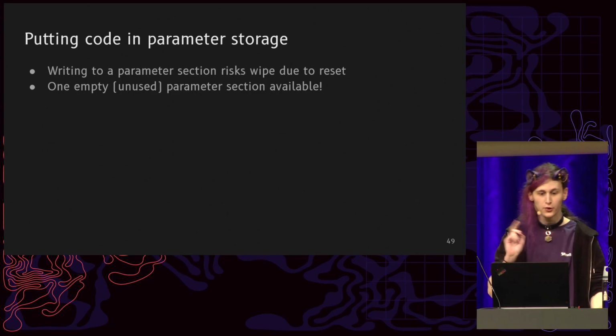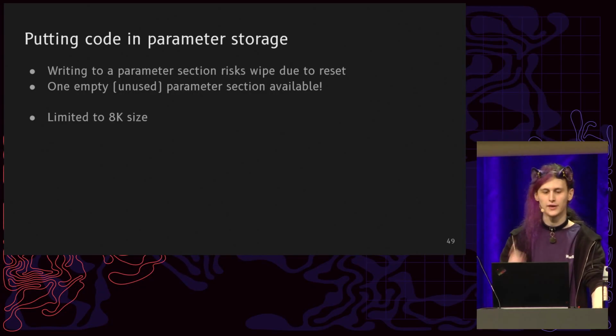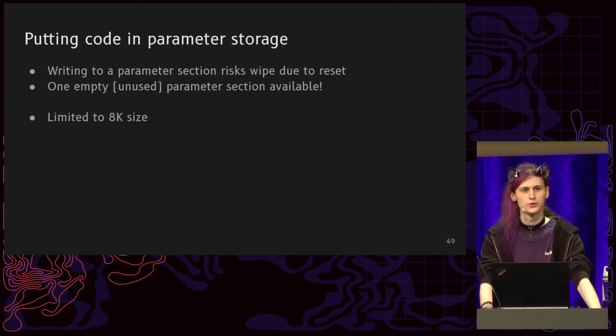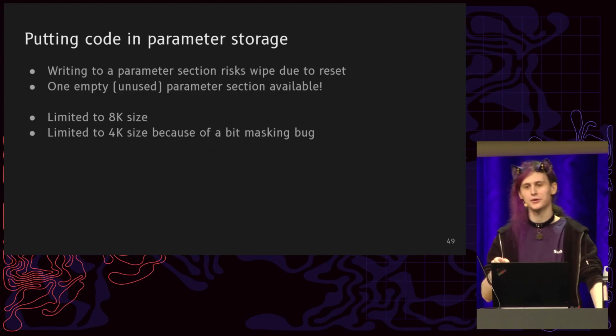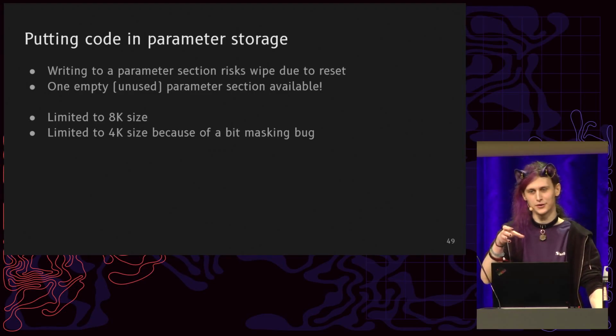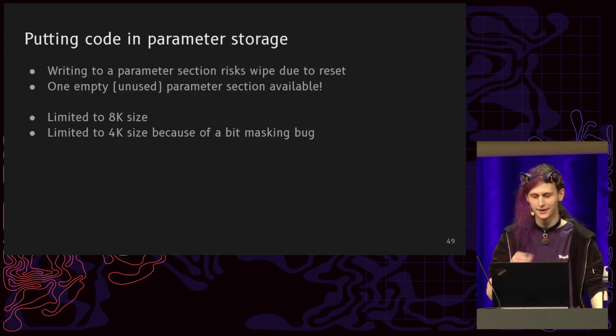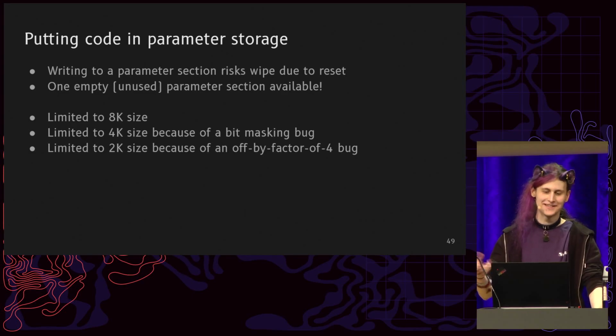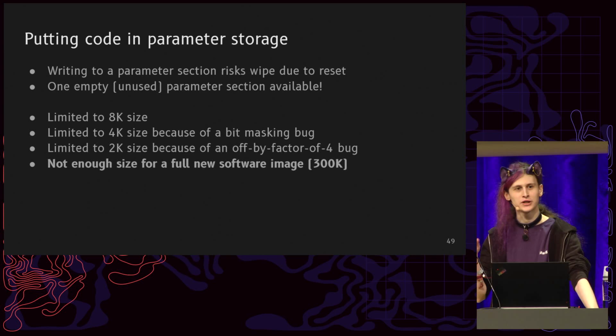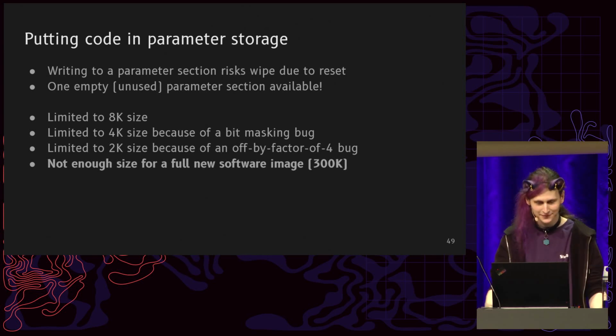Fortunately, there is one single unused parameter section that we can use for this. And so this gets us 8 kilobytes of space where we can put new code in. Actually, we only get 4 kilobytes of space because they have a bug in their code, which means that the top bit is masked off, so only the lower half is accessible. Well, actually, we only get 2 kilobytes of space because of another unrelated bug. So this does not fit a full 300 kilobyte software image, it turns out.